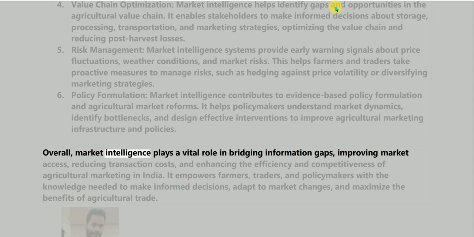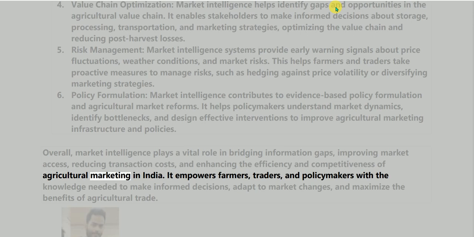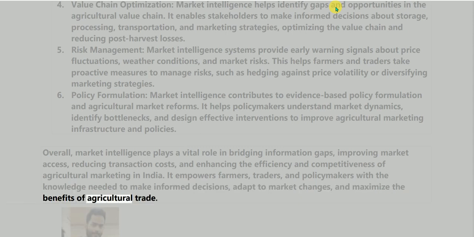Overall, market intelligence plays a vital role in bridging information gaps, improving market access, reducing transaction costs, and enhancing the efficiency and competitiveness of agricultural marketing in India. It empowers farmers, traders, and policymakers with the knowledge needed to make informed decisions, adapt to market changes, and maximize the benefits of agricultural trade.